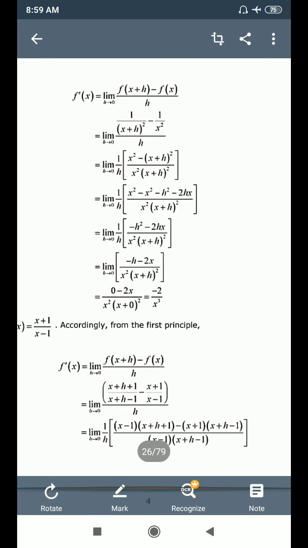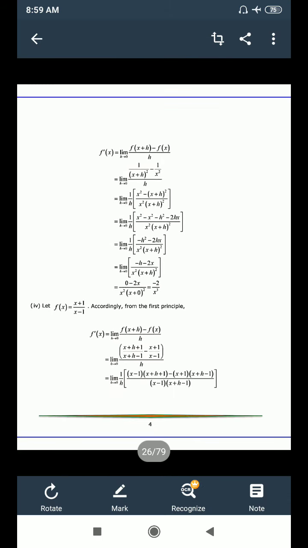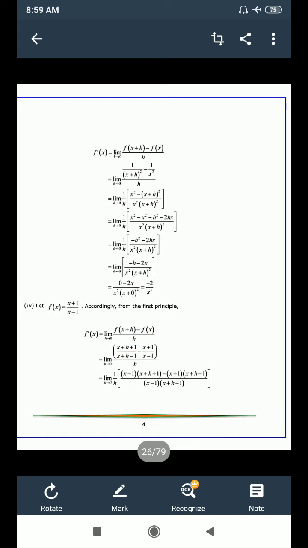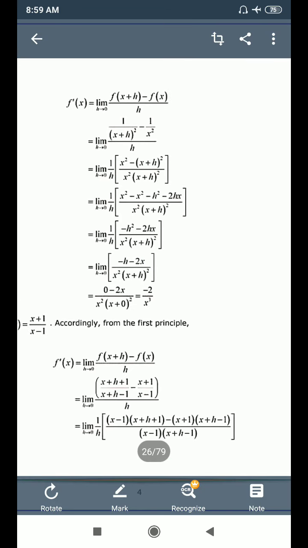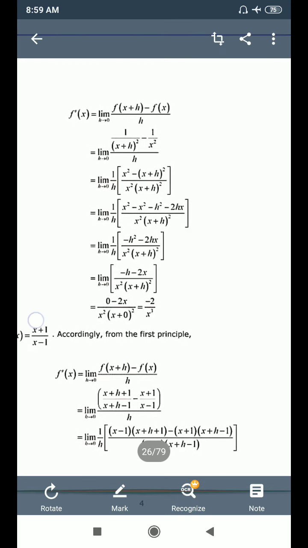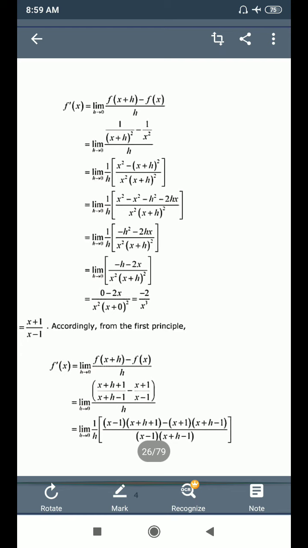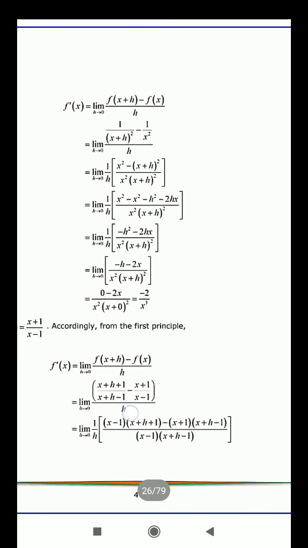In the next question, f(x) is given as (x plus 1) upon (x minus 1). So in the same formula, f dash x, we are repeating the same formula in all the questions. So till now you can write yourself that f dash x is equal to this much. To get f(x plus h), in this you replace x by x plus h. So it will be (x plus h plus 1) divided by (x plus h minus 1), that is f(x plus h), minus (x plus 1) upon (x minus 1), and in the denominator h as it is.